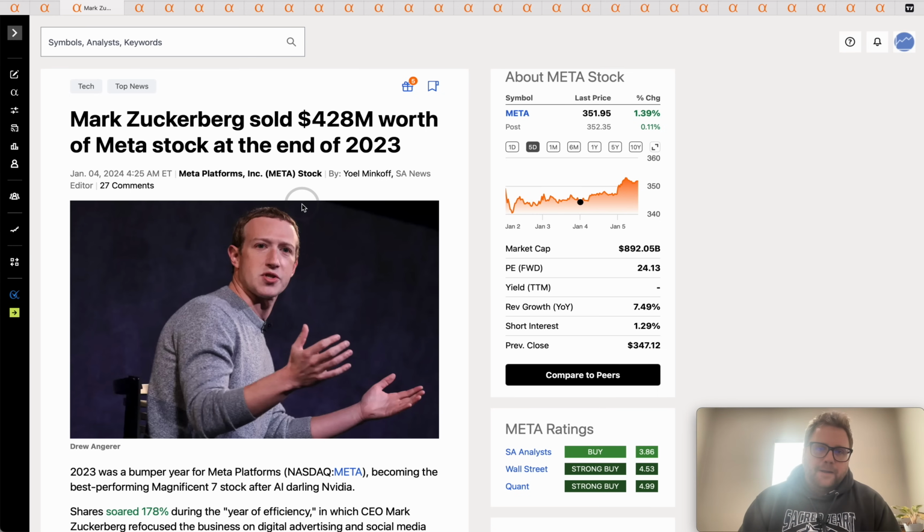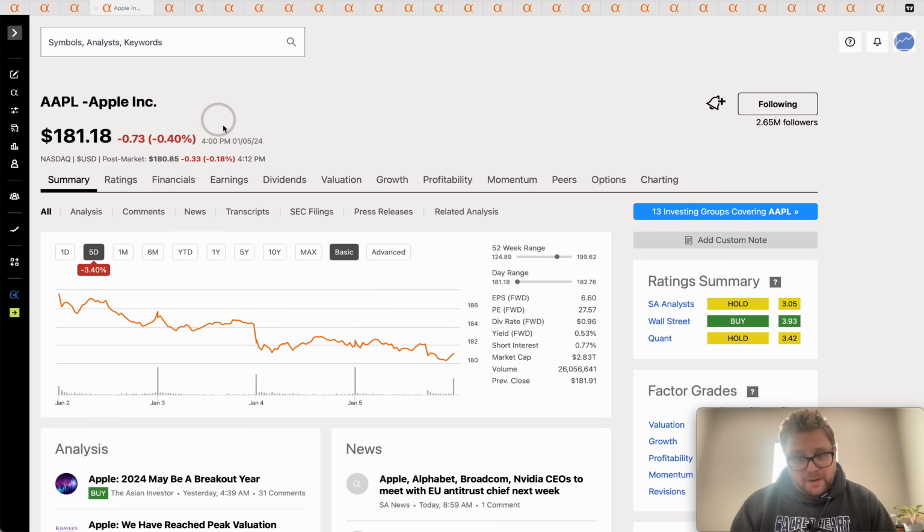Mark Zuckerberg, the CEO of Meta and the founder, sold $428 million worth of Meta stock at the end of 2023. Understand, at his tax bracket, he's taken home still a healthy chunk of change, but about half of that amount.